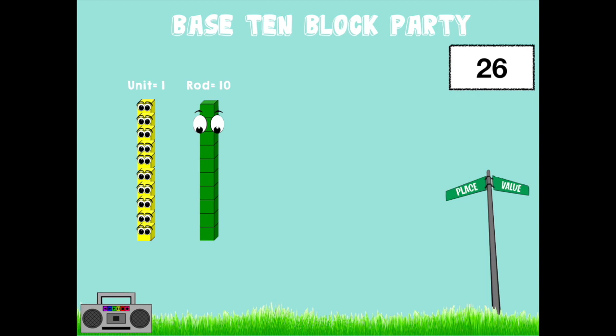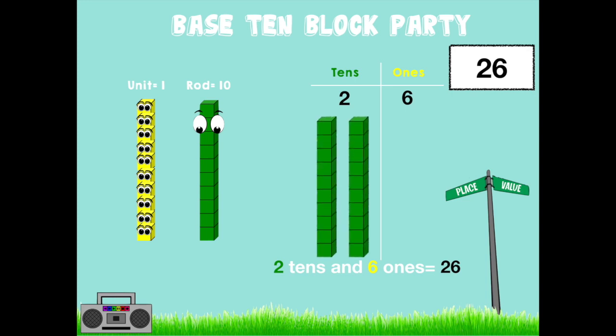So let's take the number 26 for example. If we use our place value mat, we will see that 26 has 2 tens and 6 ones. So if we wanted to represent that number with base 10 blocks, we would use 2 rods and 6 units.